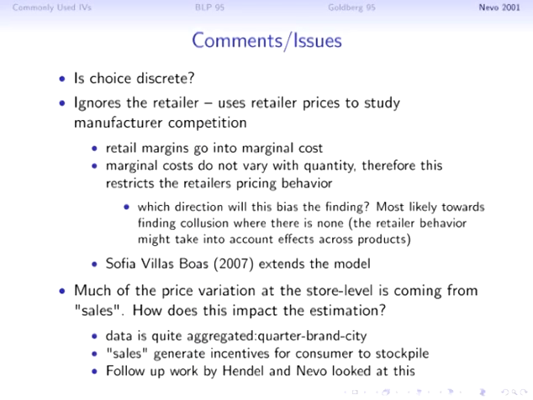The other thing here is it ignores the retailer. This was basically the manufacturer. So you might say, well, where's the retailer in this? Well, again, you can extend the analysis. This paper by Sofia Villas-Boas does exactly that, and there's been a lot of other work, John Asker, and others looking at other industries. There are a lot of people that have followed up looking at the vertical relations.